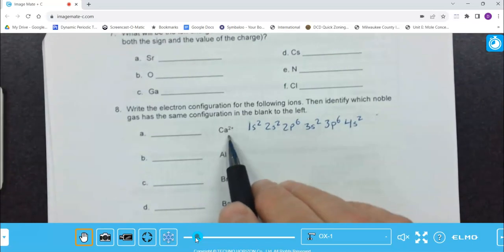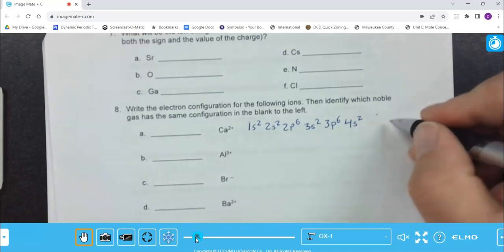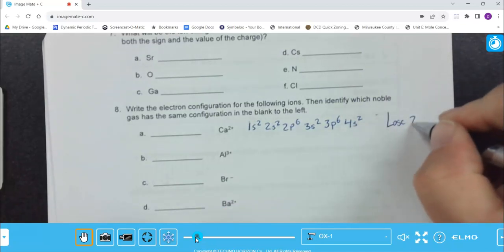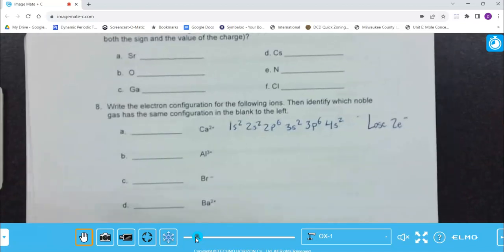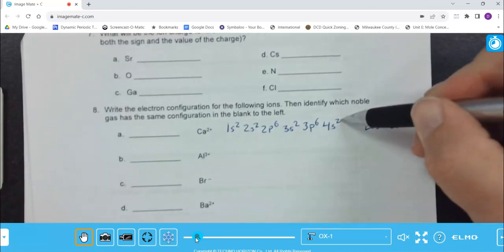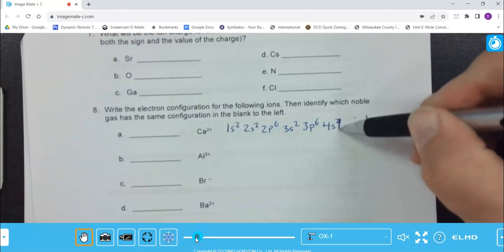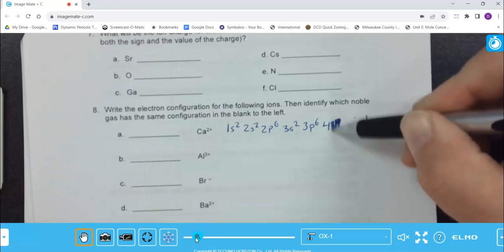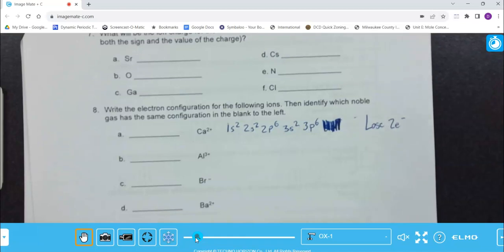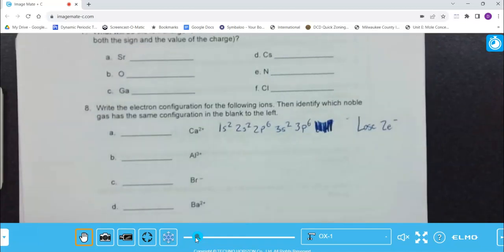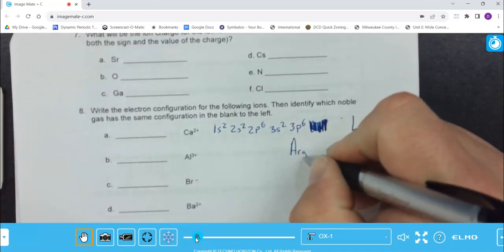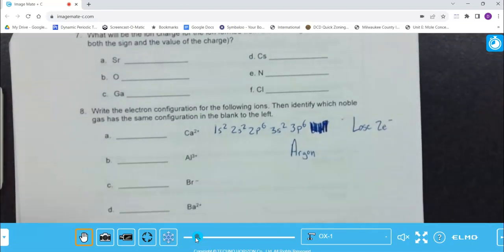So now I got to look at the charge. To become plus 2, that means you lose 2 electrons. If you are going to lose 2 electrons, these electrons right here are the ones that would be lost. So I am losing them right now. And then if I lose them, that's the electron configuration, which happens to be exactly the same as the noble gas argon. So the answer to the question is identify the noble gas. Well, that would be argon.